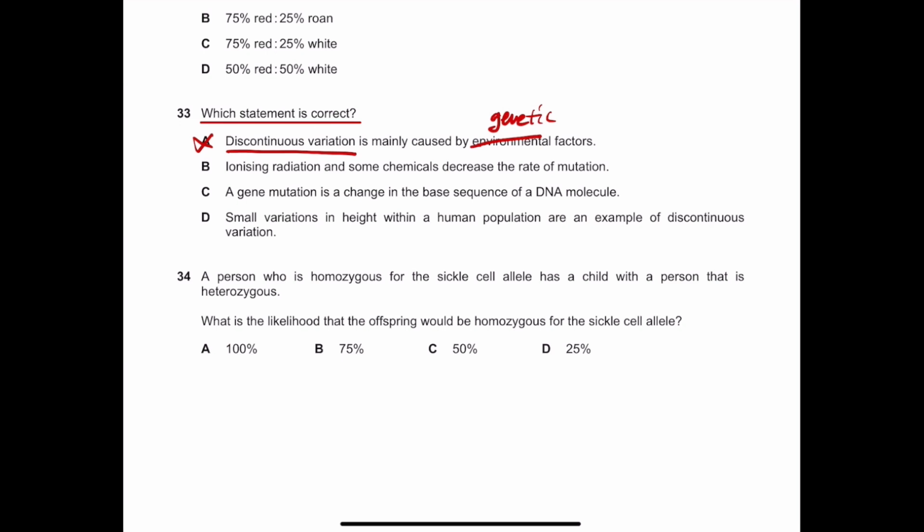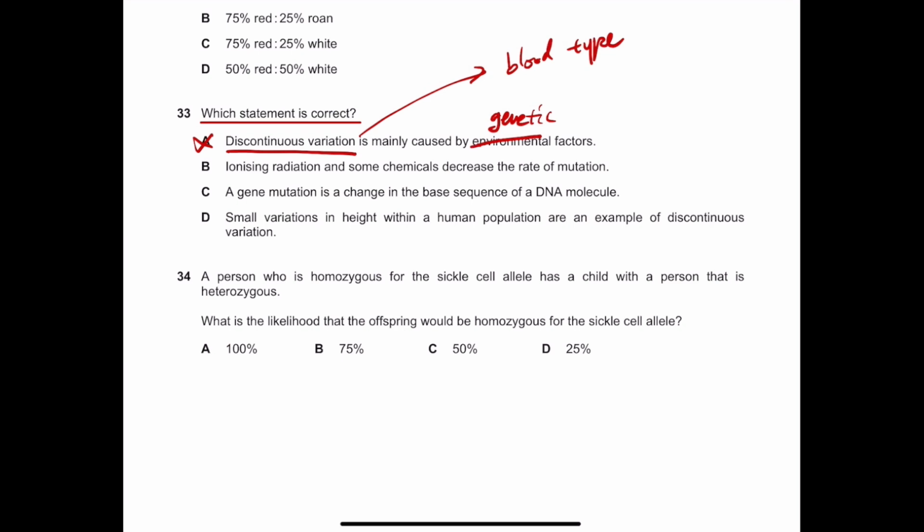Let's say the example of the discontinuous variation is blood type. Even if you change the environmental factors, it's not going to cause a change in your blood type, right? Let's say you're blood type A, it's not going to change. Even if you're placed in a remote area, you're not going to change your blood type to B, AB or O. So it doesn't make any sense, right? So A is not correct.